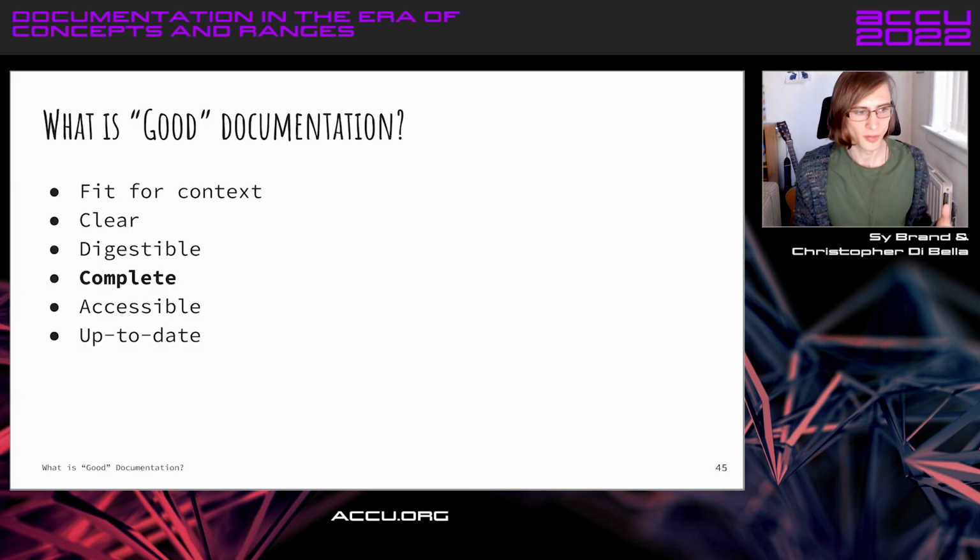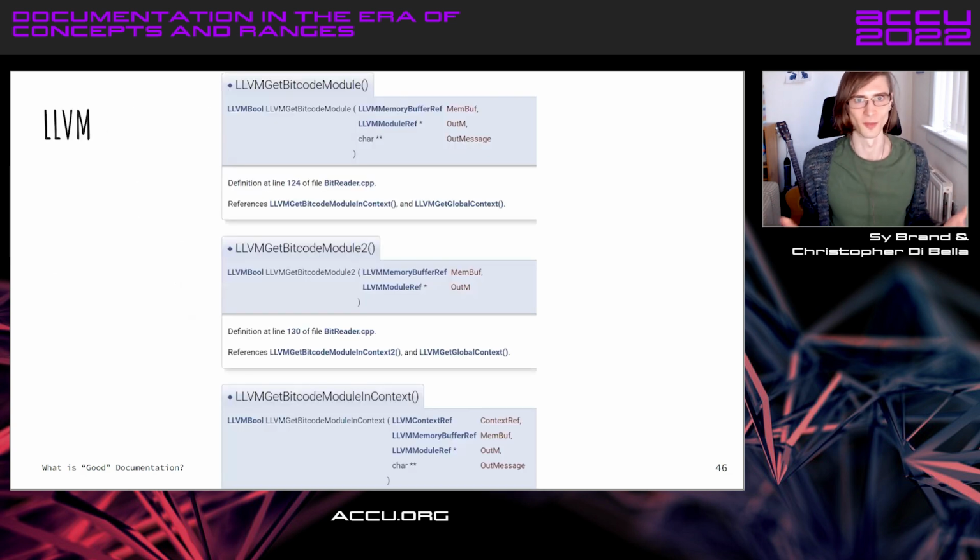Then coming to complete, not to rag on this LLVM documentation, like I said, there is some good LLVM documentation out there, but this is obviously not complete, right? Like we can maybe intuit stuff about these declarations, like LLVM get bitcode module tells you kind of what it does. You can maybe work out this is a memory buffer, that we've got some output parameters because they're prefixed with out. You can intuit some of this stuff, but it doesn't surface it to you. It's not immediately clear. It's not complete.